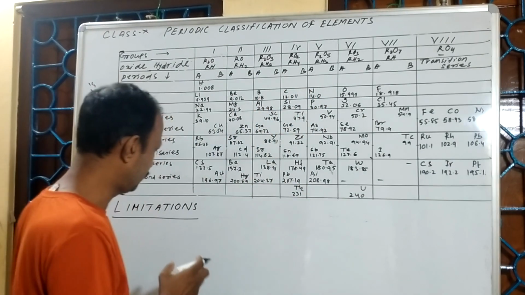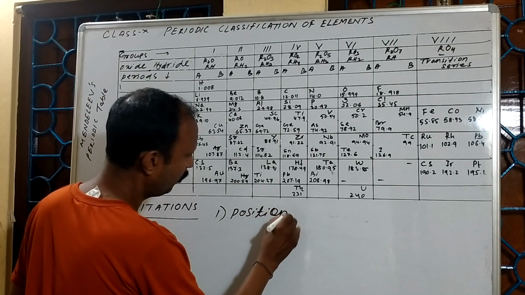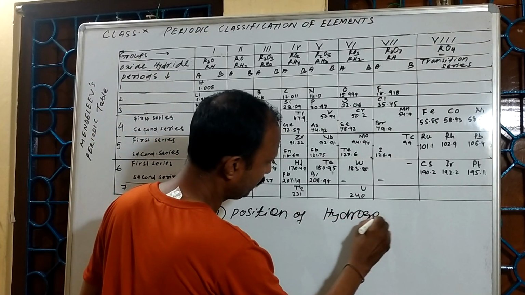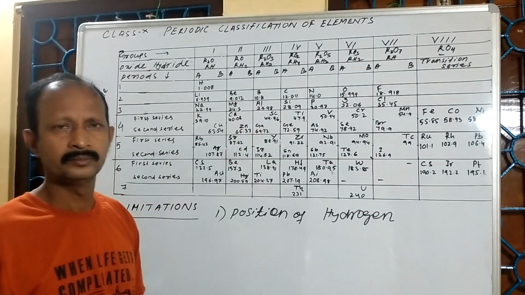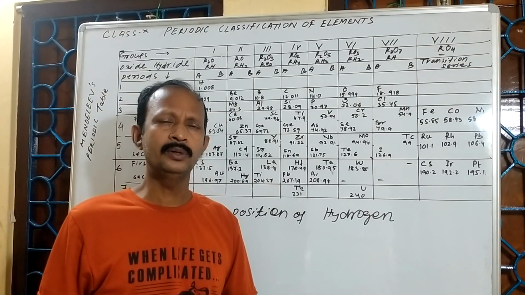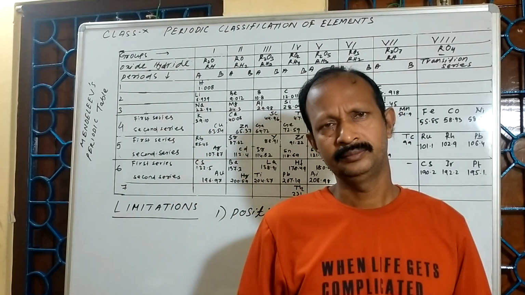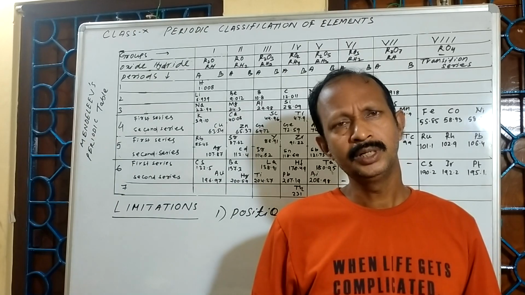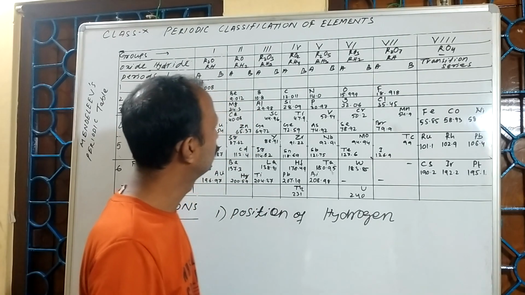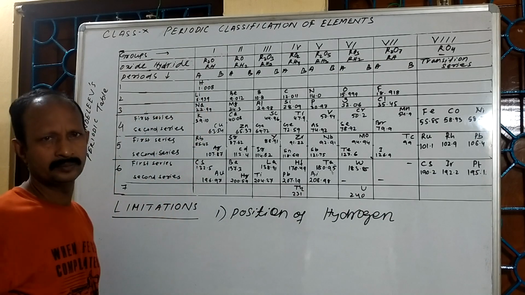The first point is the position of hydrogen. You see that until now, even in the modern periodic table, the position of hydrogen is also not decided. In Mendeleev's periodic table, the position of hydrogen is not decided. The fact is that the valence of hydrogen is 1.